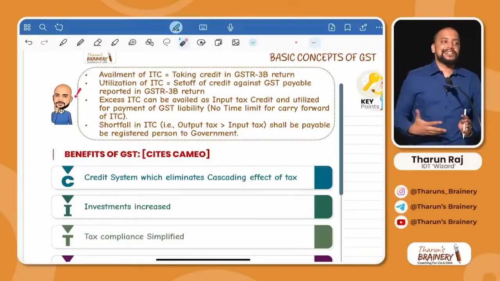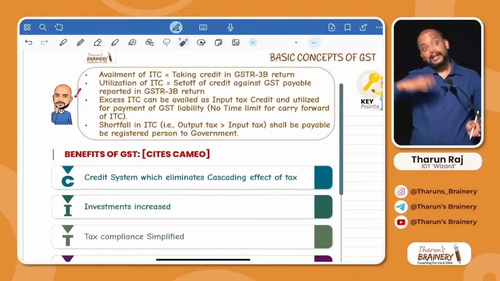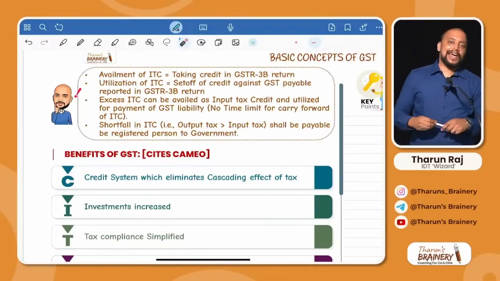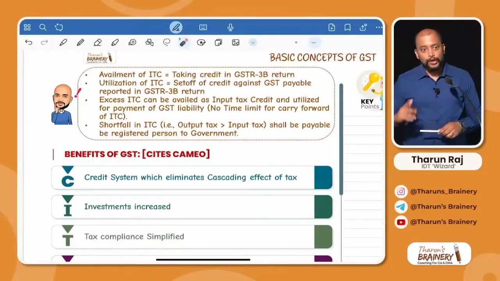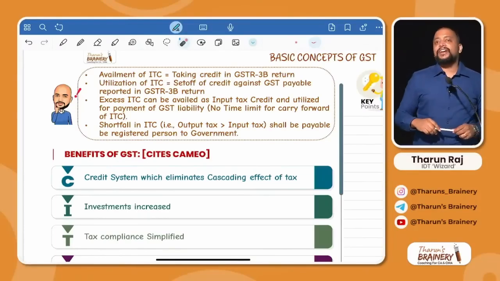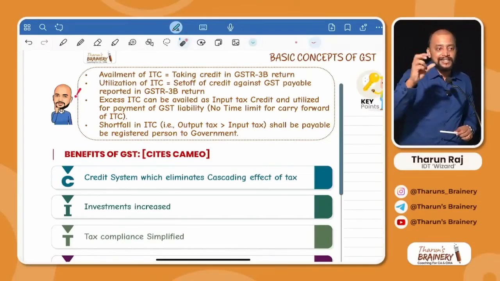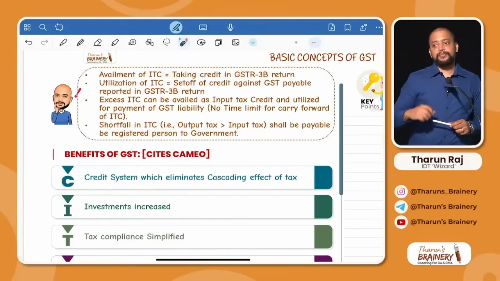What can I do with that excess credit? I can carry forward. How many years can I carry forward? No limit. It's not like set off and carry forward of losses in income tax, wherein there is a restriction like 8 years it can be carried forward or 4 years it can be carried forward.